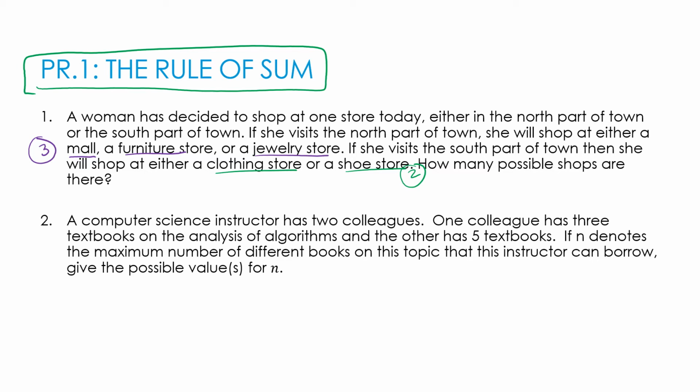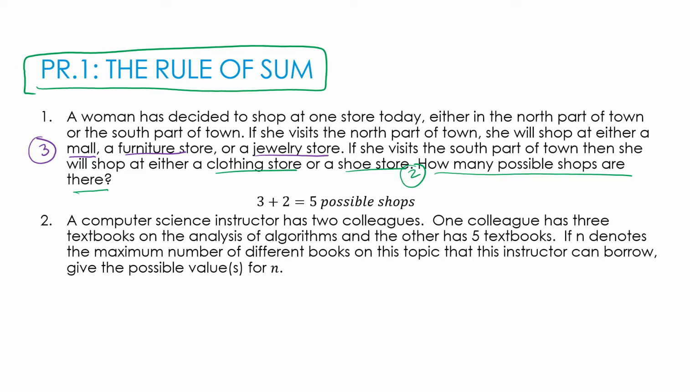This is a very straight up rule of sum question. All I have to do is add the two together. 3 plus 2 equals 5 possible shops that she could go to. And again, that's answering the question that was asked.